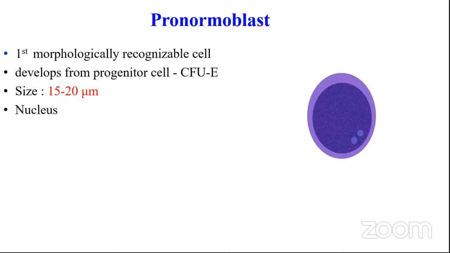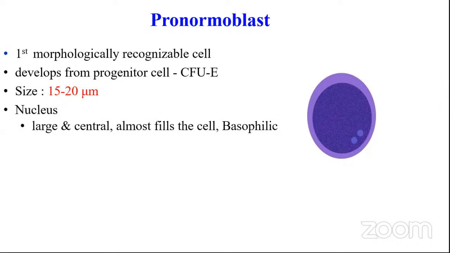It has a nucleus that is large and central, almost filling the entire cell, and it is basophilic, containing small blue nucleoli. This is the largest cell. Cytoplasm is less in amount, only about 20% of the cell, but the high concentration of polyribosomes makes the cytoplasm intensely basophilic.